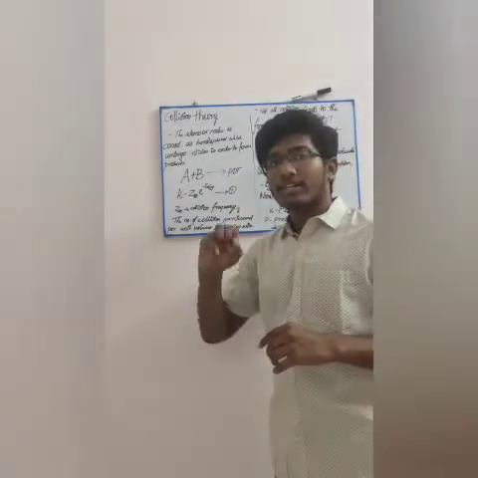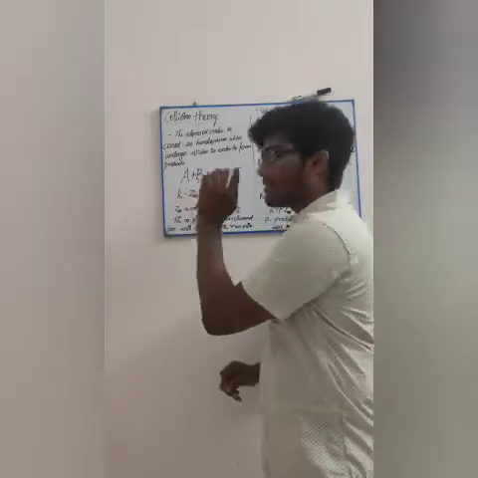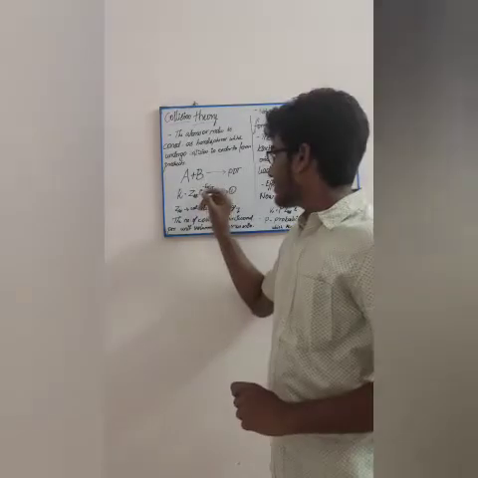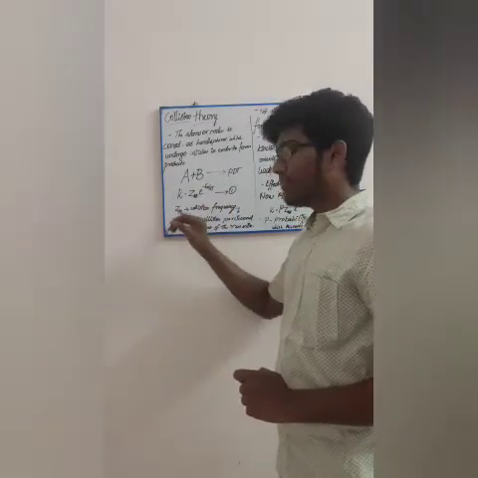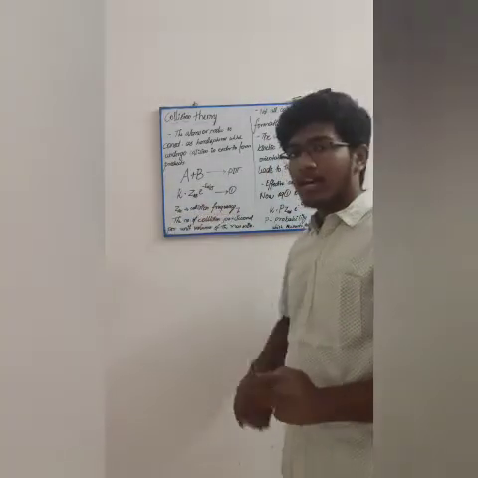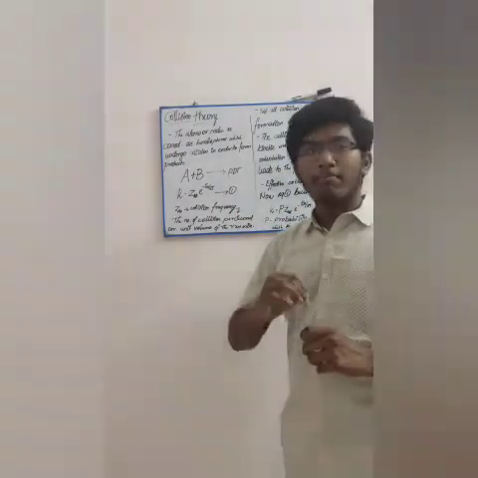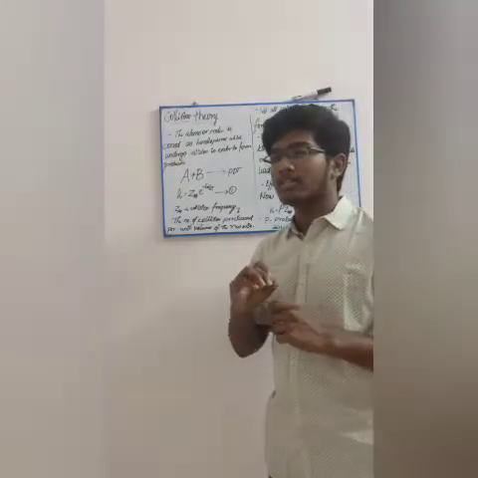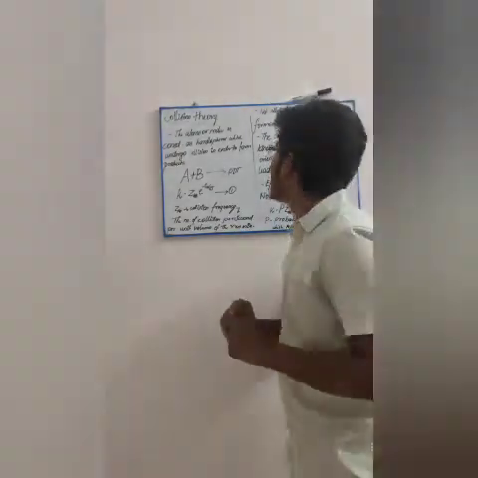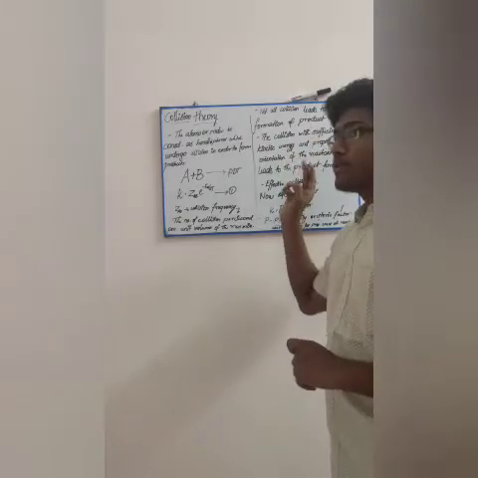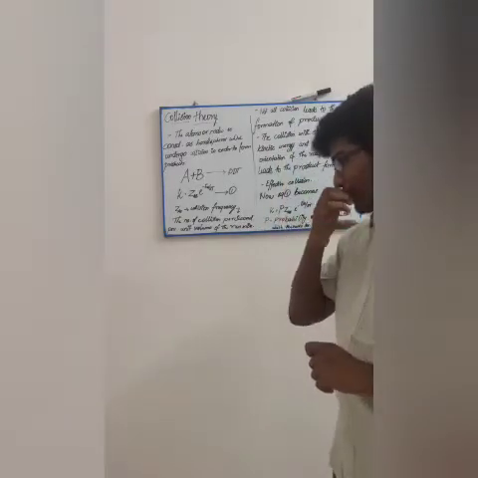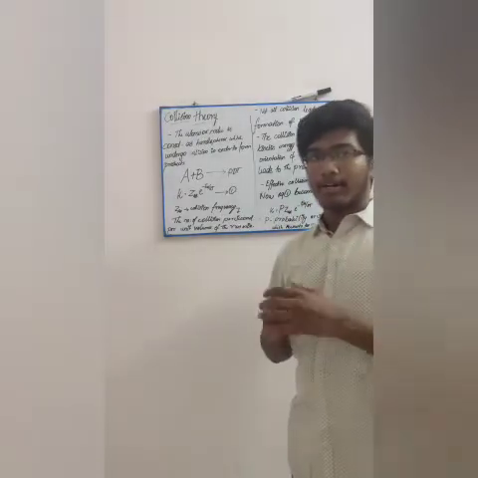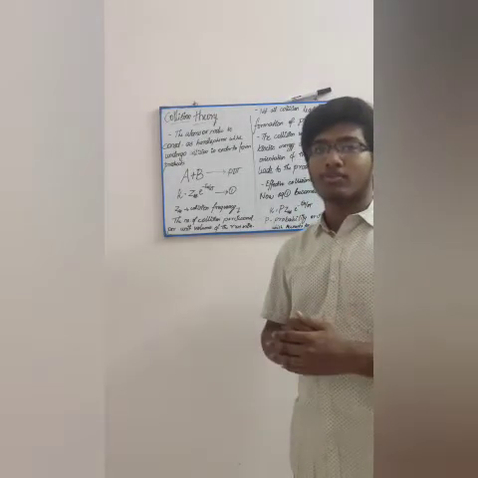K, that is, the rate of the reaction, is equal to ZAB e power minus EA by RT, where ZAB is the collision frequency. The number of collisions per second per unit volume of the reaction mixture is called collision frequency. Not all collisions lead to the formation of products. Only the effective collisions can lead to the formation of a product.